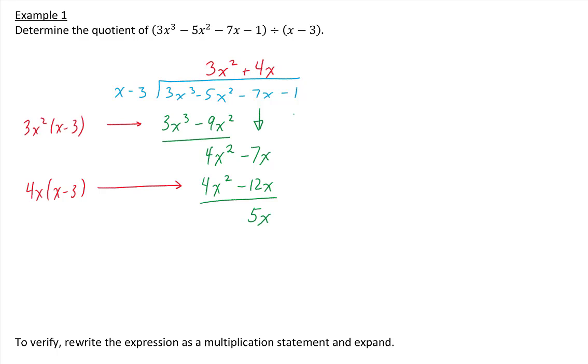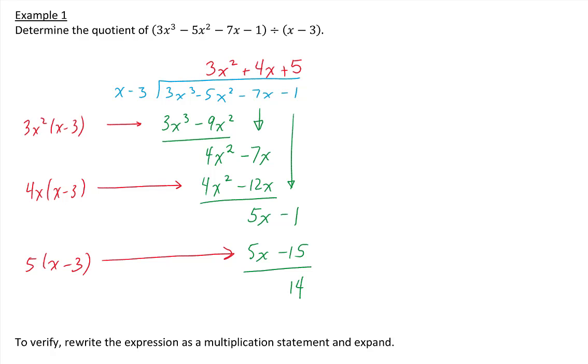Next is to bring down the minus 1. And what do I need to multiply x minus 3 by to get rid of the 5x? Well, I need to multiply it by 5. And that gives me 5x minus 15. And again, we need to put our 5 in our quotient. And then subtract. So 5x minus 5x is 0, and negative 1 minus negative 15 is positive 14.